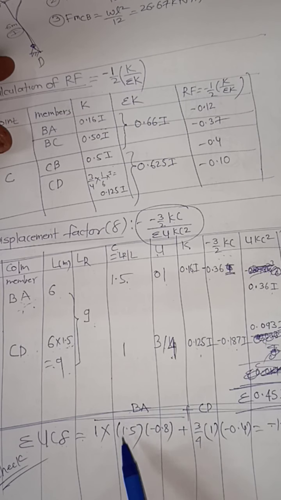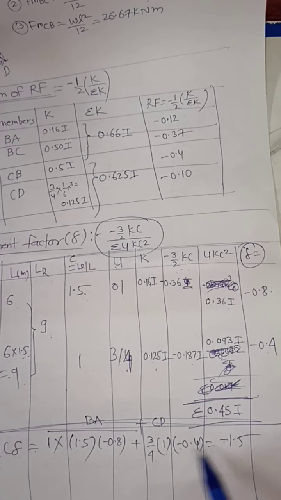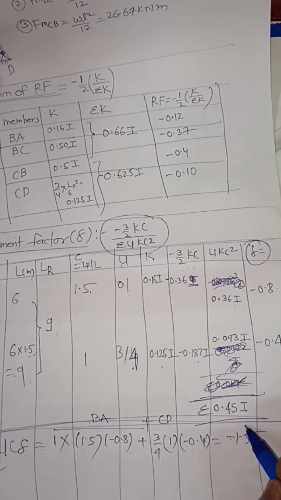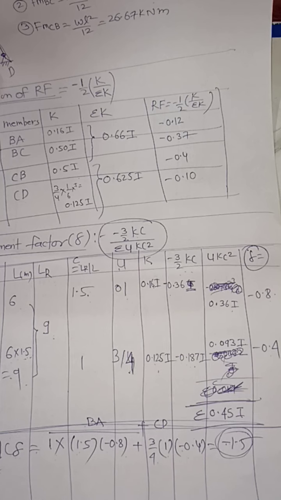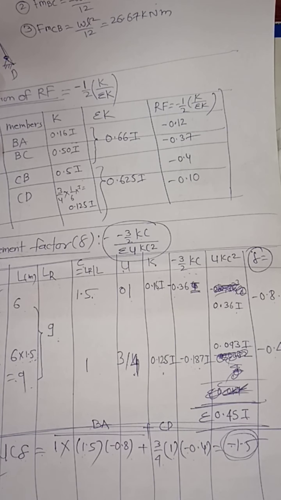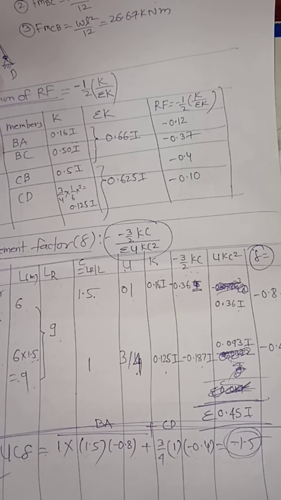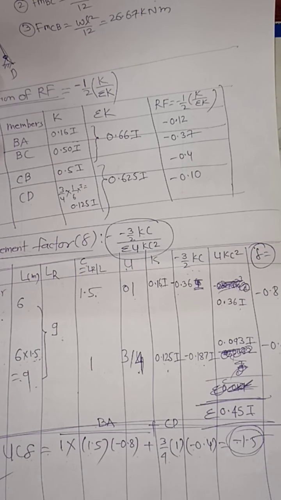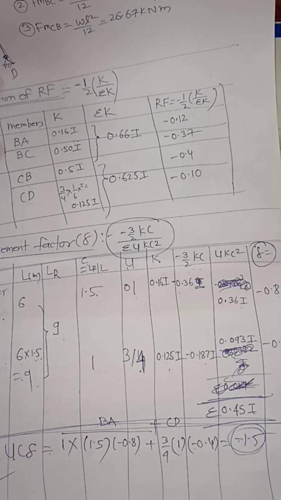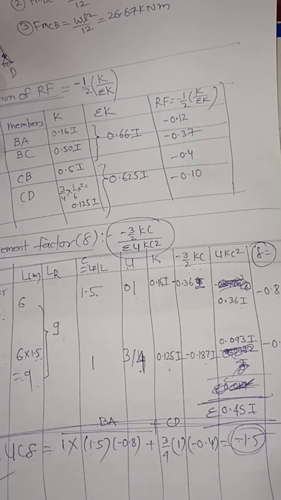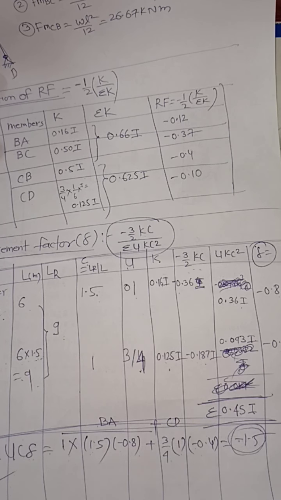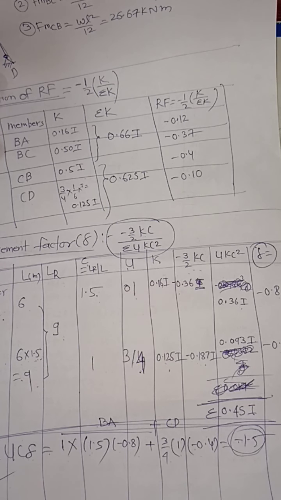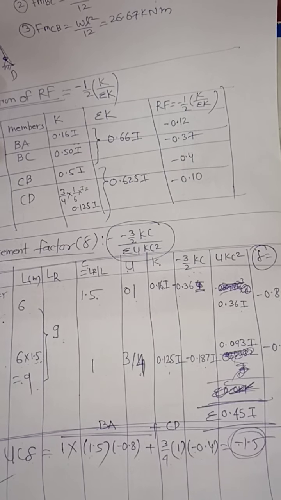Okay, so the sum of delta for BA is 1 into 1.5 into minus 0.8, plus for CD the value is 3 by 4, 1 into minus 0.4. So if you sum these values, it must be equal to minus 1.5. Whenever you solve the delta value, you have to perform this check, and under this check the value must come as minus 1.5. Always remember, if your value does not come as minus 1.5, then there is some mistake in your calculations.